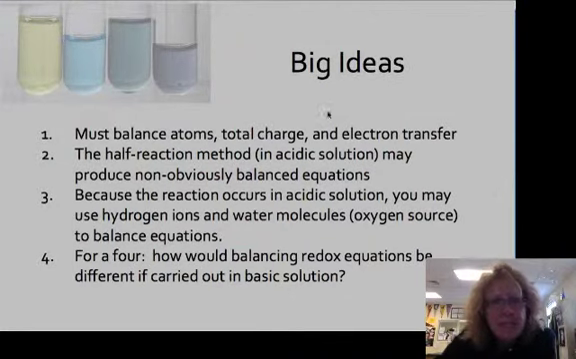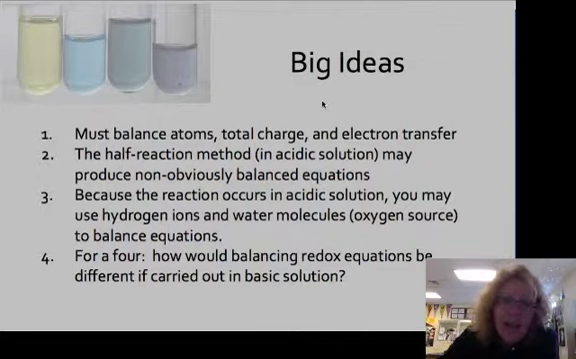So there you go. There are your big ideas for how to do these things. When you're doing redox reactions, you have to balance atoms, charge, and electrons transferred. All 3 of those have to work. When you're doing the half reaction method in acidic solution, sometimes you're going to get balanced equations that aren't what we would necessarily predict from a regular balanced equation. Extra hydrogens, extra waters, extra oxygens, things like that showing up. It's not necessarily what you'd expect.